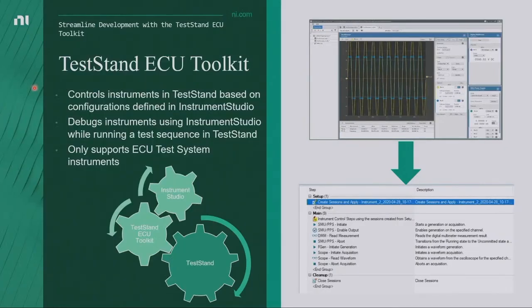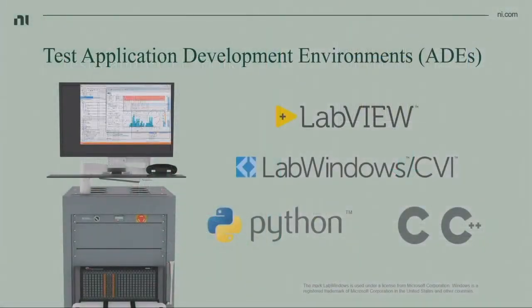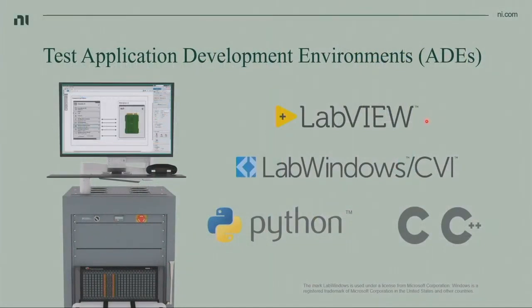The TestStand ECU toolkit is to control instruments in TestStand based on configuration defined in Instrument Studio, debug instruments using Instrument Studio while running a test sequence in TestStand, and support ECU test system instruments. For the test application development environment, we are using LabVIEW, LabWindows, Python, and C++.